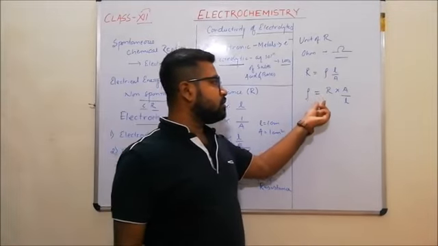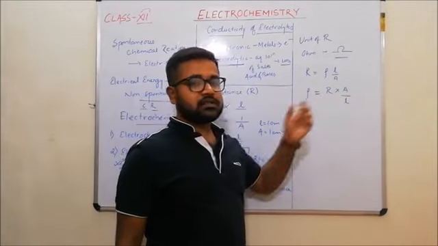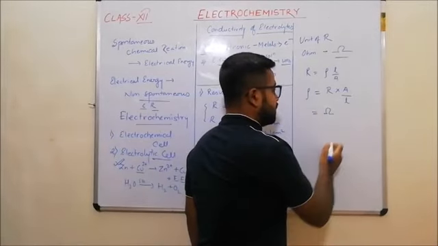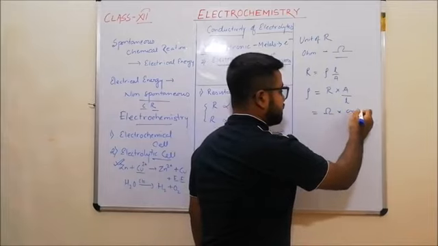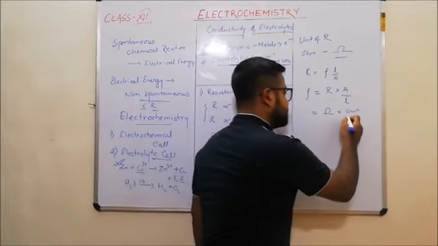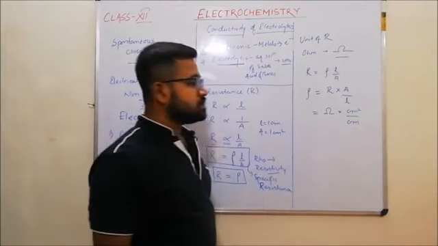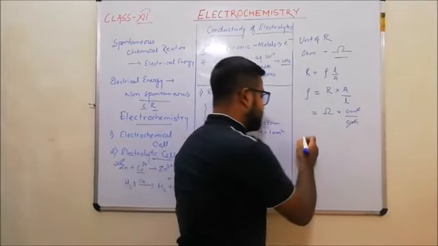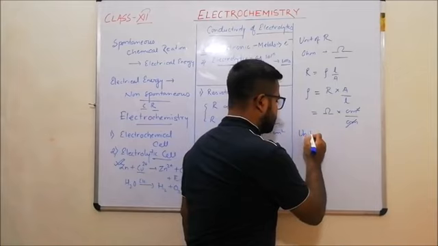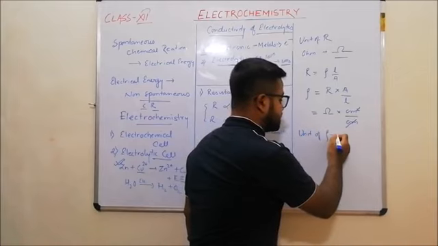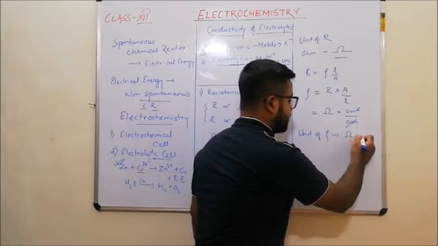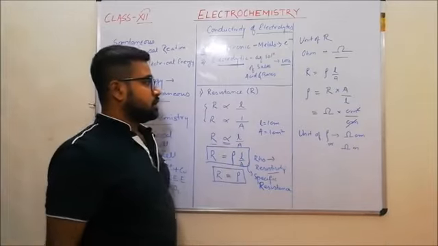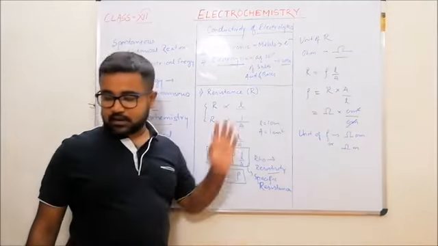For resistivity, the formula will be resistance into area of cross section by length of the conductor. So if we put in the units, the resistance unit is ohm, the area of cross section is centimeter square, and the length is centimeter. So what will we get? Centimeter, and one of the centimeters will be cancelled out. So finally the unit of rho, that is the resistivity, equals ohm centimeter or ohm meter. So this is about resistance and resistivity.